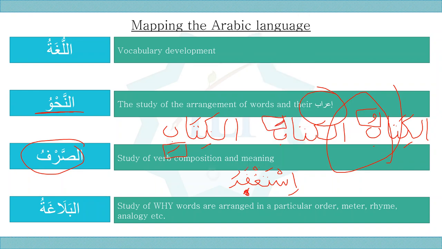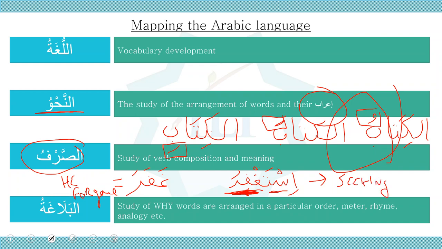Istaghfara, with the fatha, gives the meaning, number one, that you take the meaning of the root verb. The root verb of istaghfara is ghafara. So the three-letter root word of istaghfara is ghafara, which means he forgave. So we know there's something to do with forgiveness here. What we learn in sarf is that because it has this seen and ta in the beginning, it gives an element of seeking.